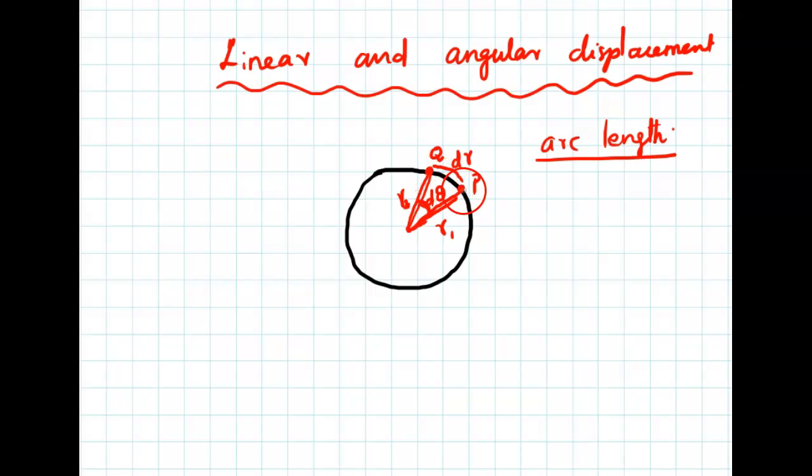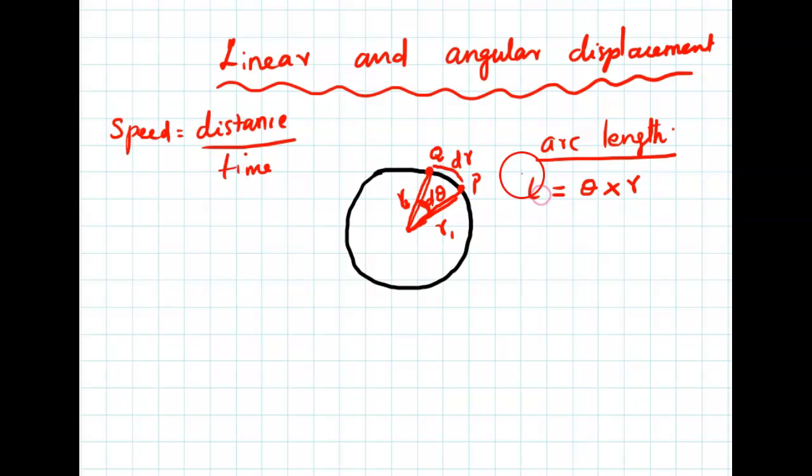So if it is a straight line, then it is the distance covered during the given time. In the speed formula, we know the speed is distance divided by time. So the distance covered during the given time is how much? dr, right? If I want to find the arc length, the formula is we have to multiply the angle and the radius. L is equal to theta multiplied by r.